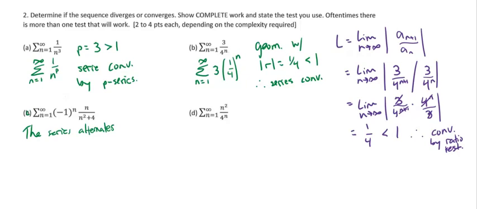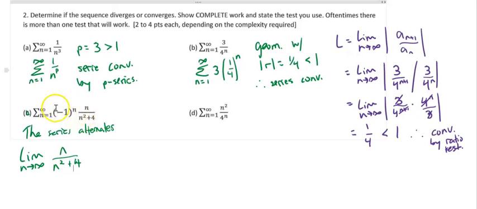And then I just have to calculate a quick limit. The limit as n goes to infinity of n over n squared plus 4. Where did I get that? What I do is I just take what's left over after we get rid of the alternating piece. So I look at the terms without the negative 1 to the n.